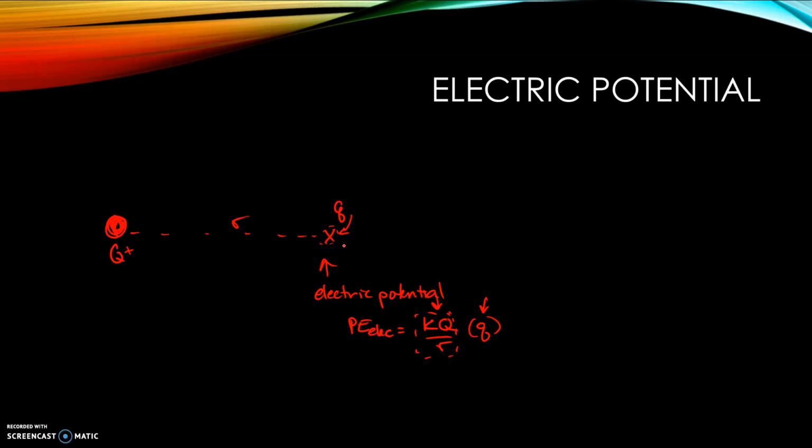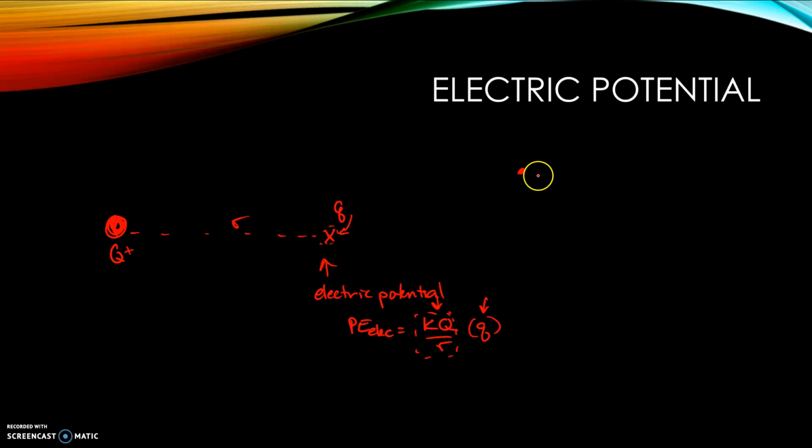It's a property of a point in space. There doesn't have to be a charge where the x is. We can still say that there's a certain electric potential there. But as soon as we do put a charge there, we can calculate its potential energy by multiplying it by our electric potential. Now, that's kind of abstract, but the reason why we're talking about it is because this applies to circuits.